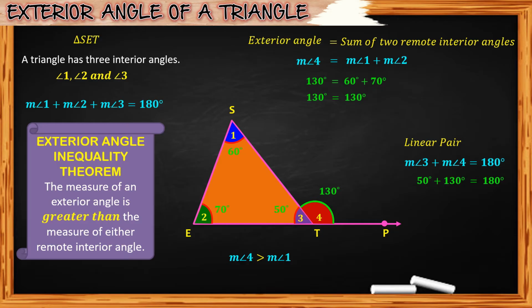So we can say that the measure of angle 4, 130 degrees, is greater than the measure of angle 1, which is 60 degrees. And also, the measure of angle 4 is greater than the measure of angle 2. So 130 degrees is greater than 70 degrees. So we have the exterior angle inequality theorem.